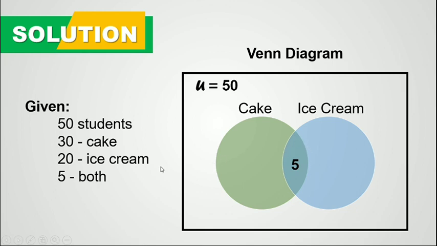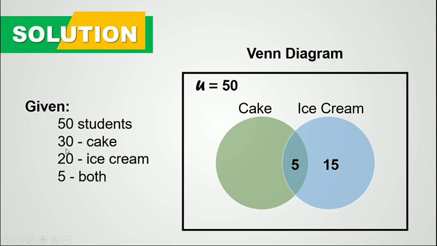And then let's proceed from the bottom to the top. Next is the 20 of them who like ice cream. According to the given, 20 of them like ice cream. So this is the set of students who like ice cream, right? It's 20, and there are already 5 here, so what we will put here is 20 minus 5. So that's 15, because 15 plus 5 is 20. So the set of students who like ice cream, the whole circle, is 5 plus 15, that's 20.